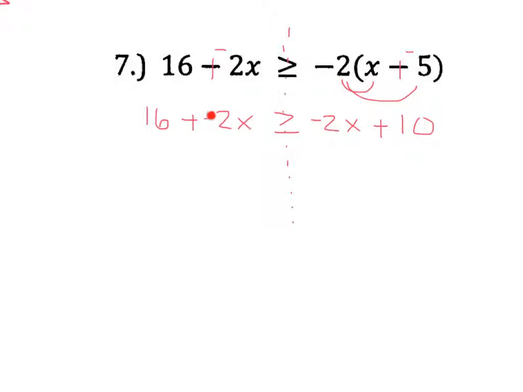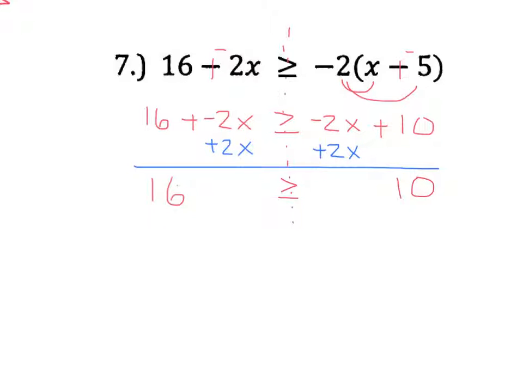I have x's on the left and I have x's on the right. That's a problem. Let's get rid of these x's on the right. Let's add 2x. All right, that leaves me with 16. What's negative 2 plus 2? That's 0. Over on the other side, what's negative 2 plus 2? 0.